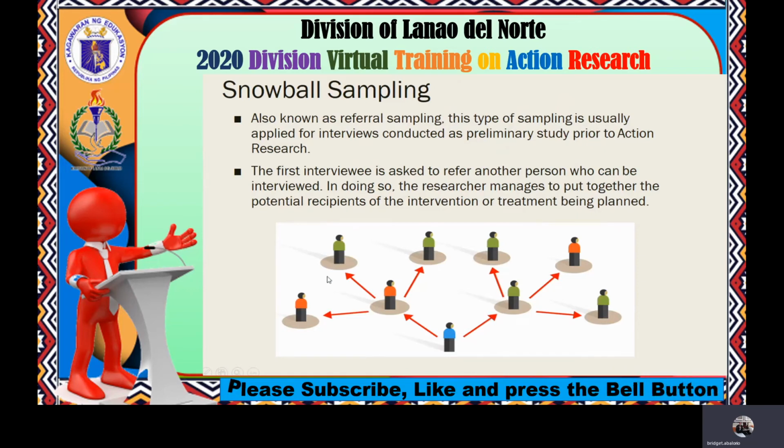This snowball sampling is very appropriate, most especially if the participants of the study are not usual. Dili ka to silang dali makita.